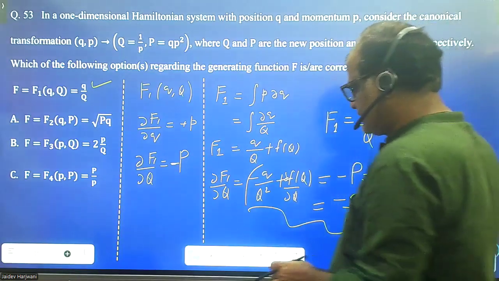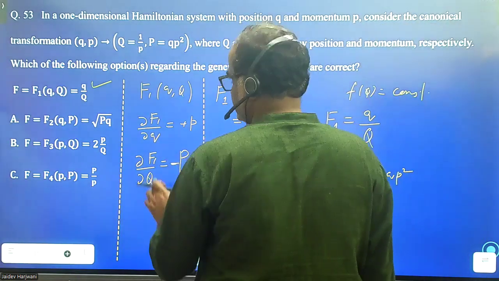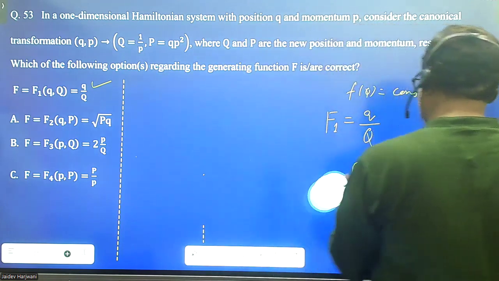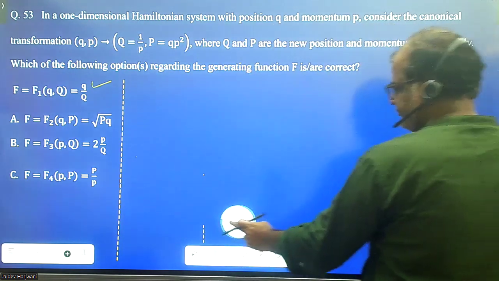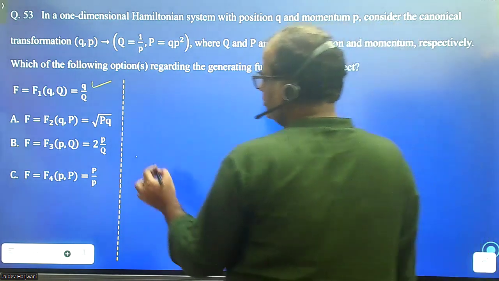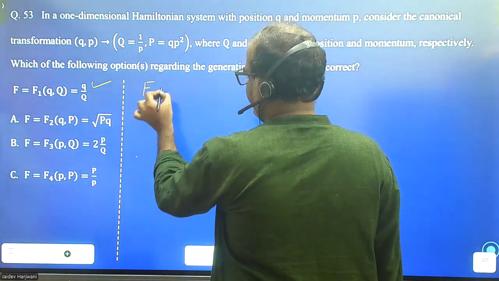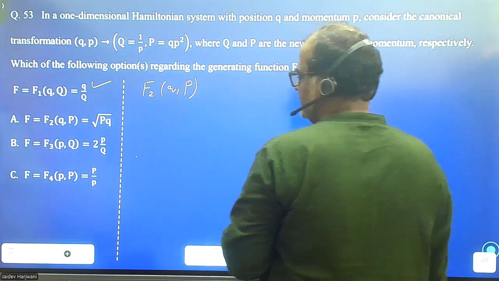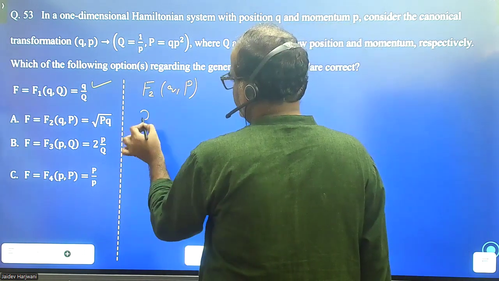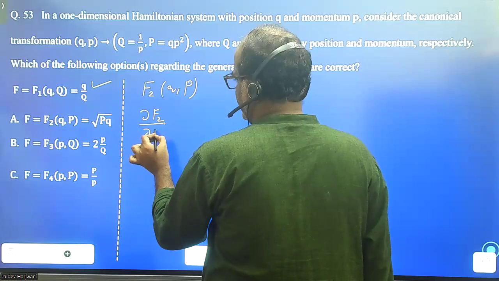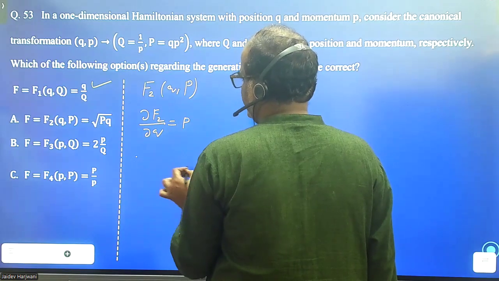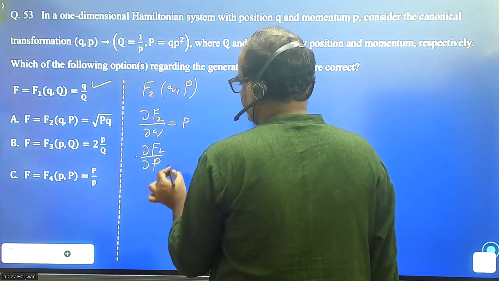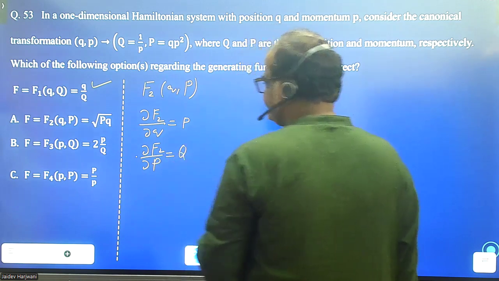Okay, let us see for other options. Let us find for other options. Now let us take F2. F2 is a function of q and capital P. Now let us calculate F2. So del F2 upon del q will give me small p, and del F2 upon del capital P will give me capital Q.